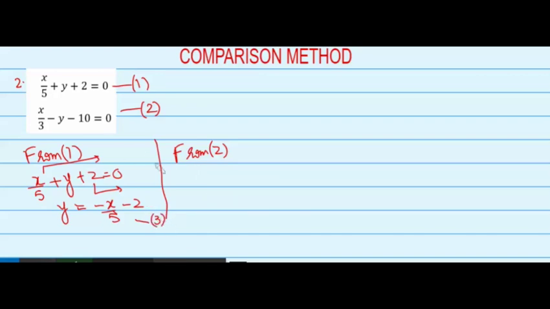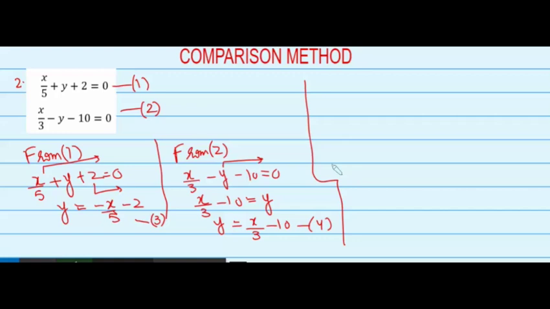Okay, similarly with the second equation, x over 3 minus y minus 10. I think we should shift this one, it's easy. So x over 3 minus 10 will be equal to y. Say this is the fourth, or we could write it as y is equal to x over 3 minus 10, right? This is the fourth equation. x over 3 minus 10, this is the fourth. So now we can compare them.